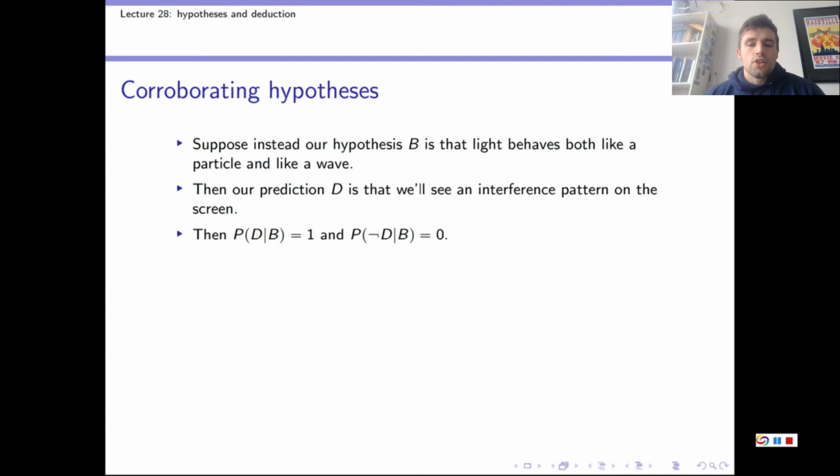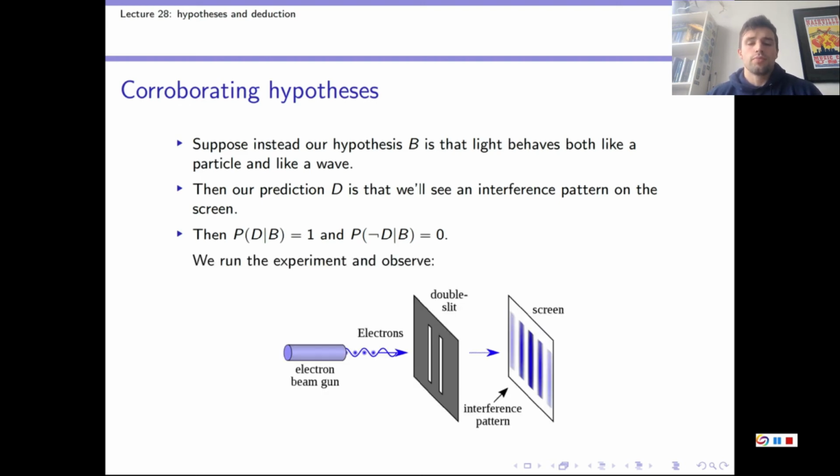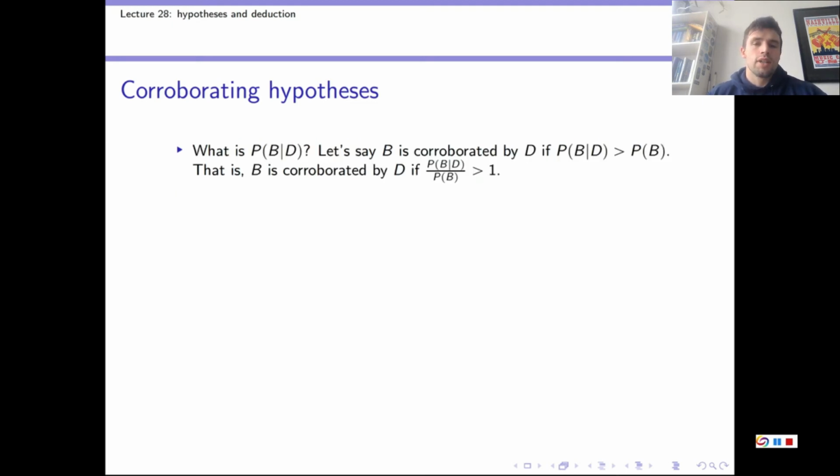And let's pause for a question again. Because this is a deduction from our hypothesis, we have P of D given B equals 1, and we have P of not D given B equals 0, similar to what we said before. Now suppose we perform the experiment and we see the interference pattern from before of bands of light, and on closer inspection we find out that indeed the light is absorbed on the screen at discrete points. In other words, our prediction was correct.